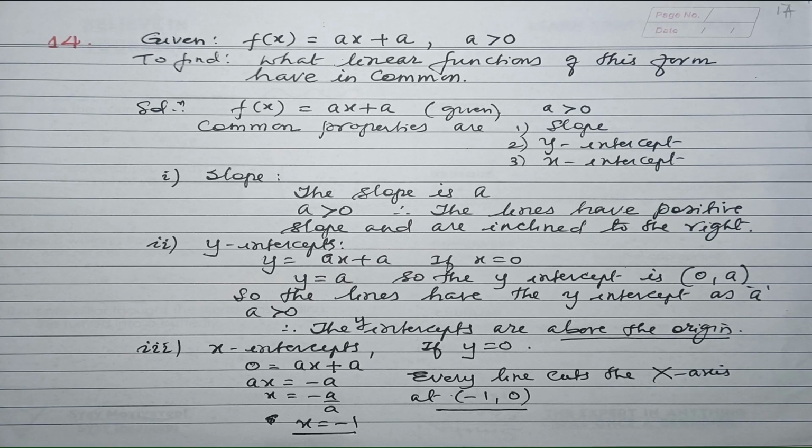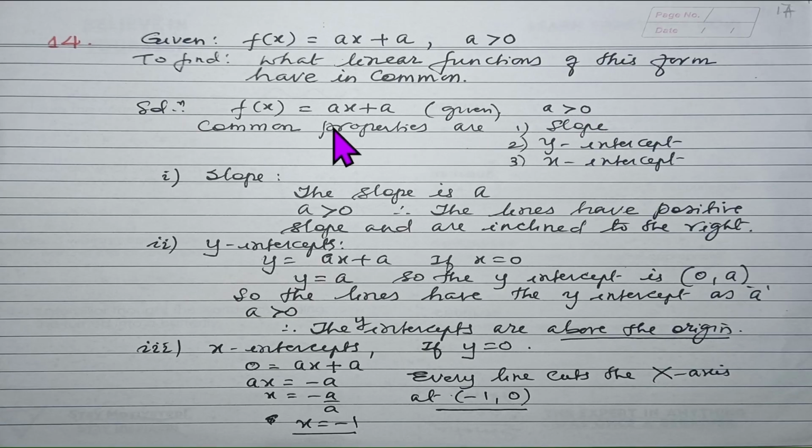Now coming to the next example, we are given a general function here, f of x is equal to ax plus a, where a is greater than 0. Now we have to find out what are the important characteristics of linear functions of this form which they have in common. That means this is a general form, therefore we can have different lines there, and we have to identify what are the common characteristics those lines will have.